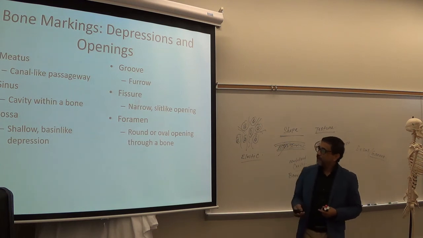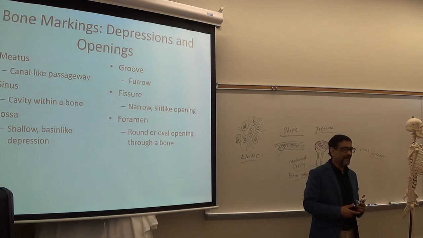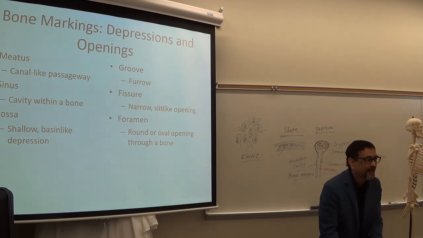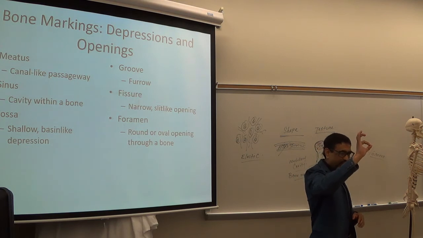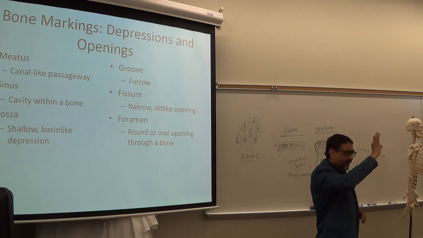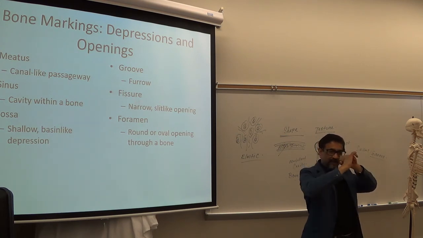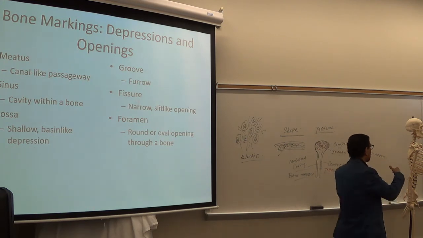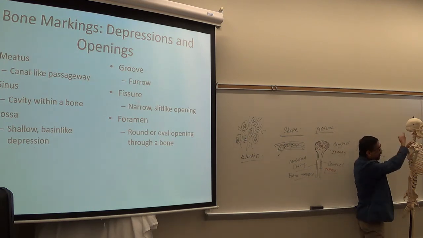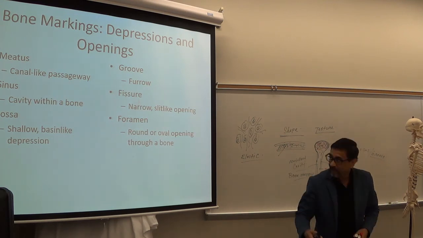Then fossa, I have already talked about. Meatus. Meatus is a canal-like passage. It's not an opening like this. This is called a foramen, right? Remember, this is a foramen. But if you see, it is like a tunnel. That is a meatus. External acoustic meatus. You see here. It's like a tunnel going inwards. Okay, so that is meatus.